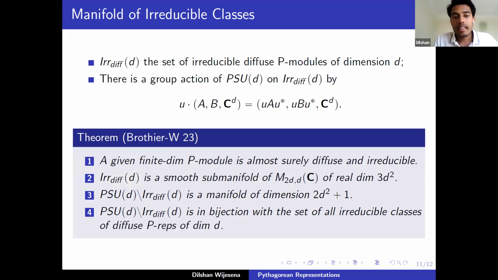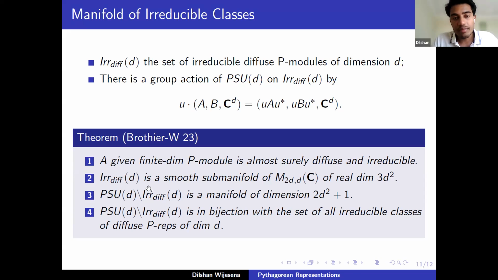Firstly, given a finite dimensional P module, if I just pick one at random, almost surely it's going to be diffuse and irreducible. So this means that it's very easy to find these kinds of P modules. There's no need to go looking for them too hard. They're going to exist almost everywhere.